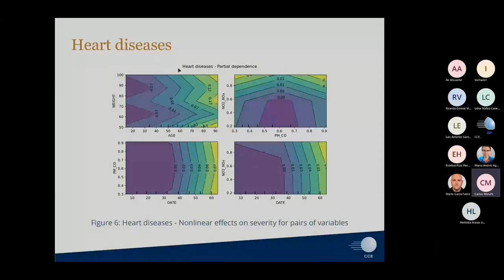Regarding the pollutants, the effect is mainly caused by NO2. We can also see an increase in the risk along the years due to the PM pollutant, and also for NO2.